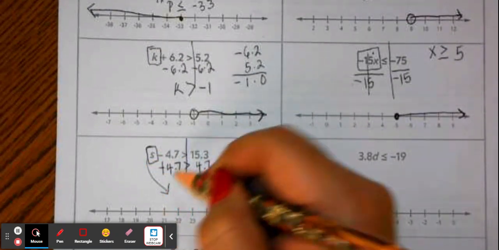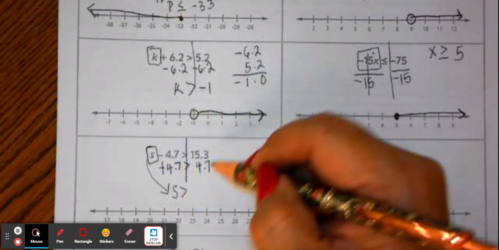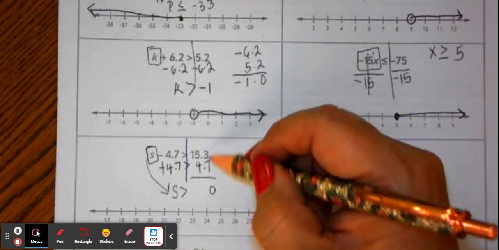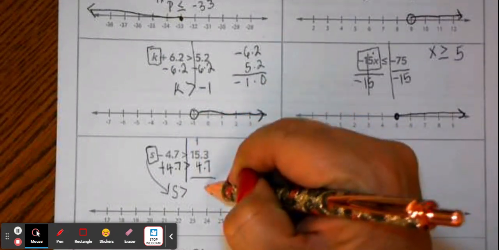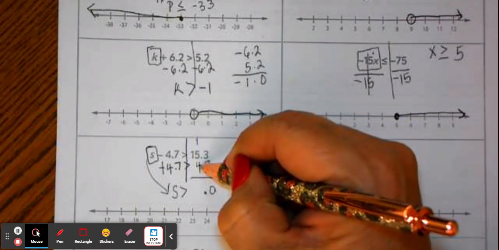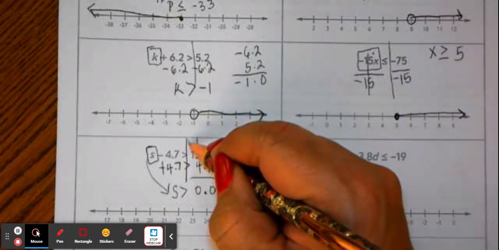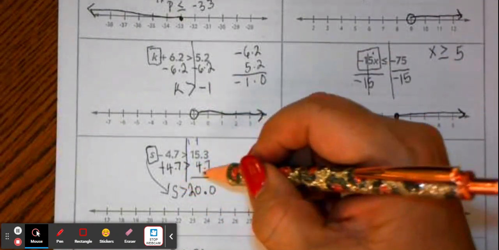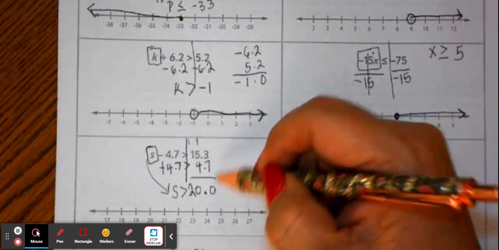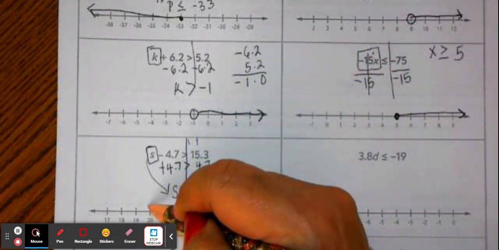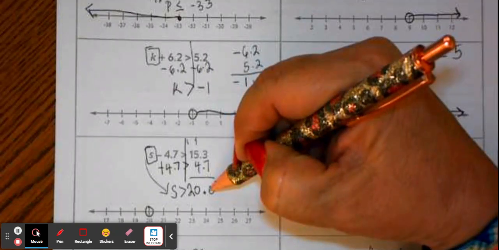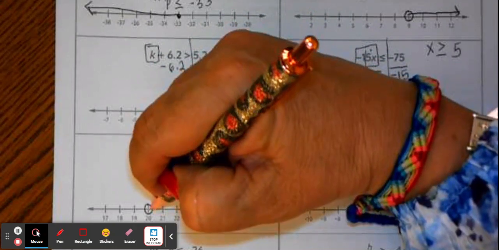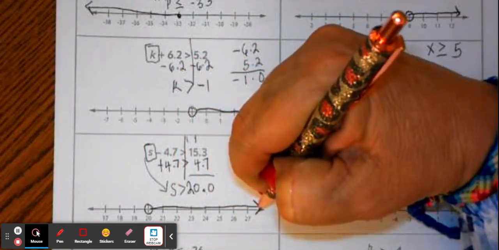I'm going to bring down my S is greater than, and I'm going to add these up. 7 plus 3 is 10, or 7/10 plus 3/10 is 1 whole. Regroup. That's 5 plus 4 is 9, plus 1 more is 10, and 1 plus 1 is 2. So S needs to be greater than 20. I am going to have an open circle because I'm not including 20. And now I know that 21 is greater than 20, so I am moving to the right.